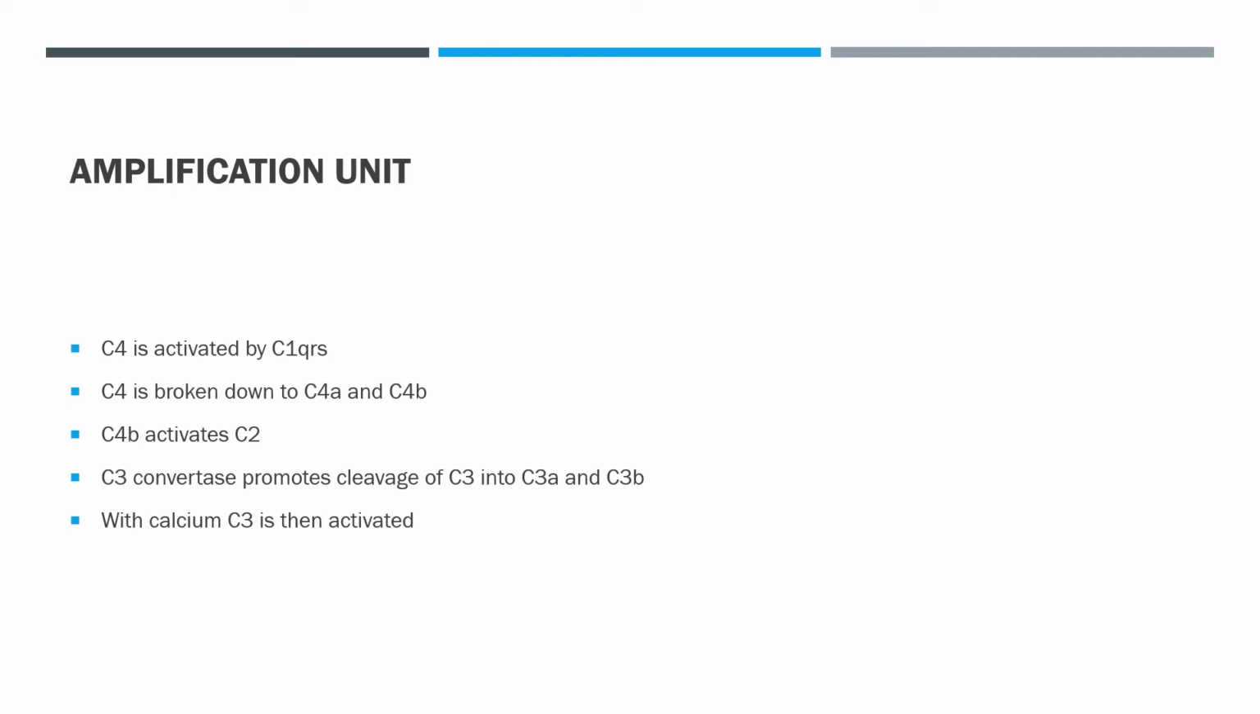C4B2A complex, which is also known as C3 convertase, promotes cleavage of C3 into C3A and C3B. The C3 component, which is the most abundant component of the complement system, is broken down to C3A and C3B when activated. C3B then attaches to an RBC membrane, and the RBC is eventually lysed.